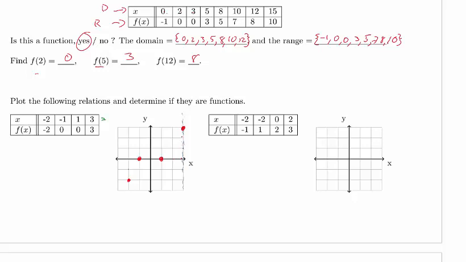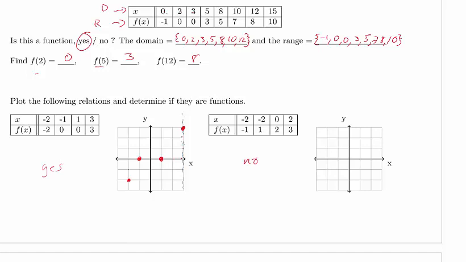Okay, so we don't really have that point. That wasn't part of it. You can clearly see that, yes, this is a function. All right, so let's look here on the next one. We note that we've got 2 different x's going to 2 different values of y. So this is definitely not going to be a function.